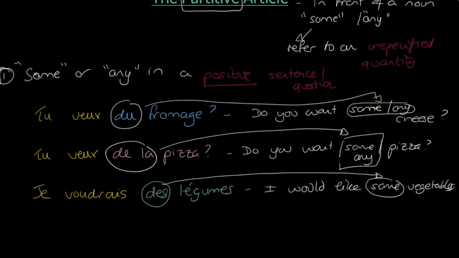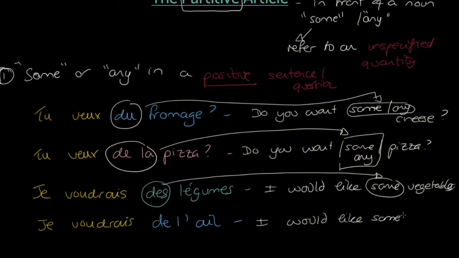Sorry about that, guys. Je voudrais, what could we have? Je voudrais de l'ail. De l'ail. So I would like some garlic. Again, not something I think my children will say very often, but I think more likely than I would like some vegetables, got to be honest. I would like some garlic. So de l' being some here.